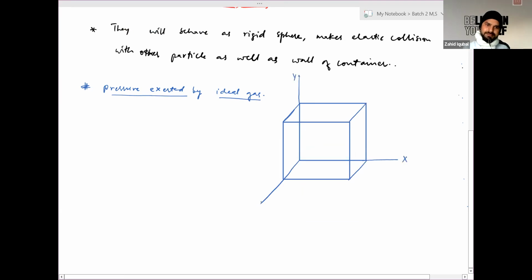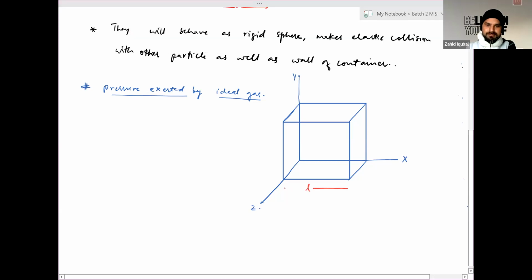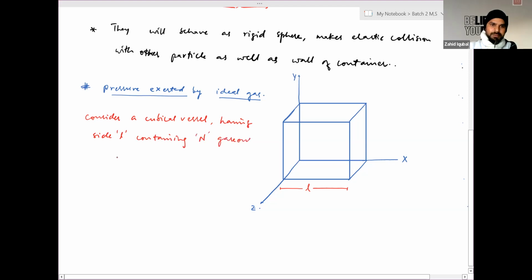x-axis, y-axis, and z-axis. Consider a cubical vessel having side L containing n gaseous particles, each of mass small m.